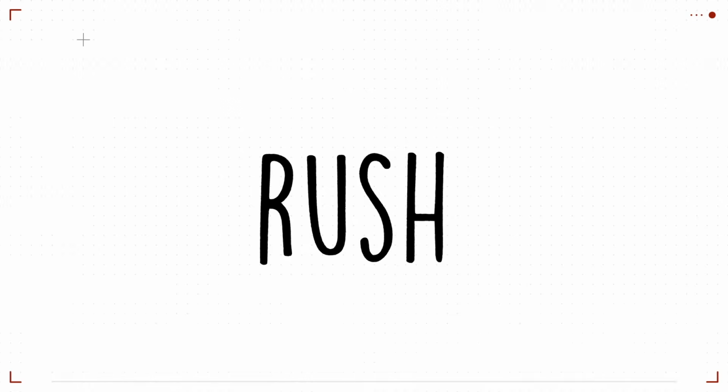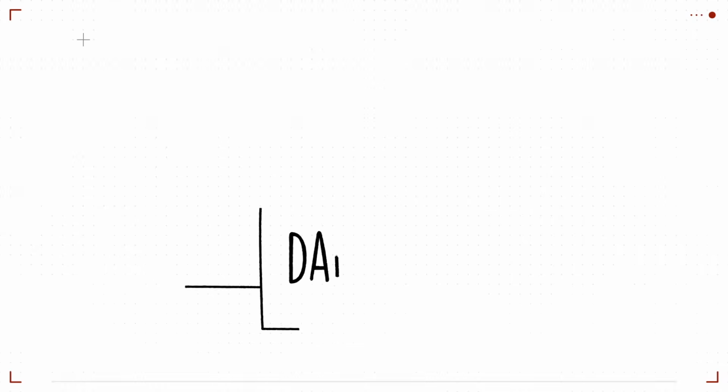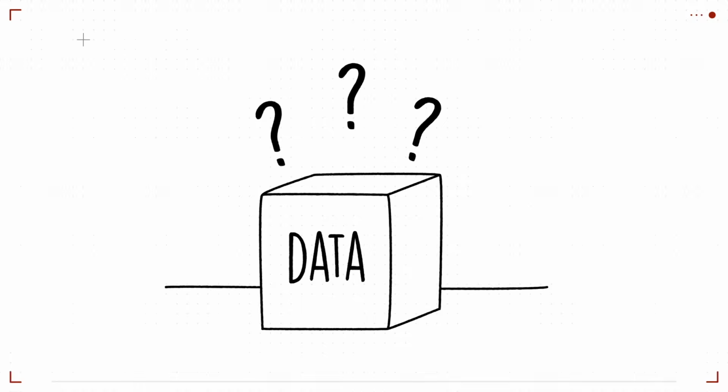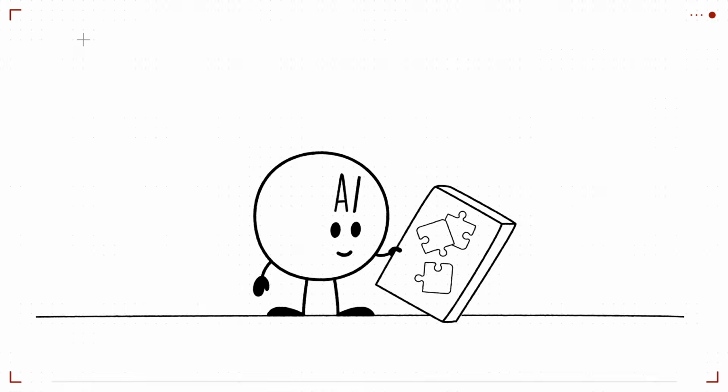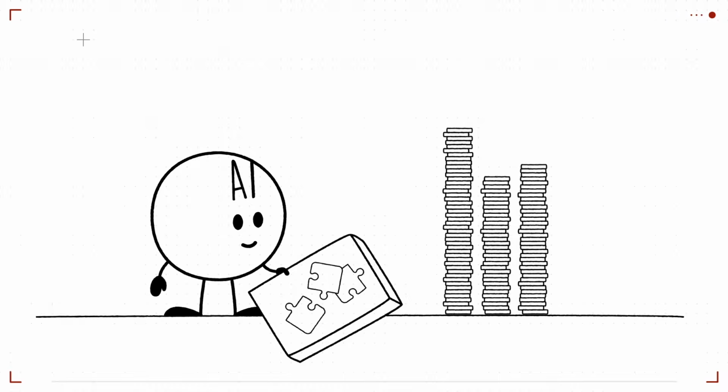Third, formulate the right questions. We often rush to find answers, but the hardest part of using data for decisions is asking the right questions. A sophisticated AI agent or model is often useless if it solves the wrong problem.